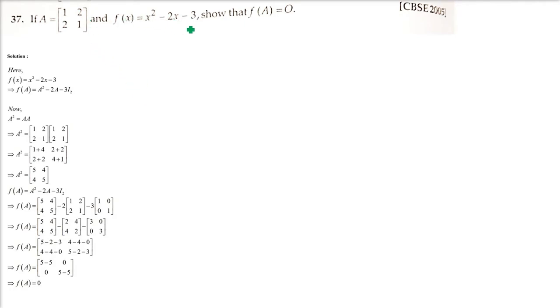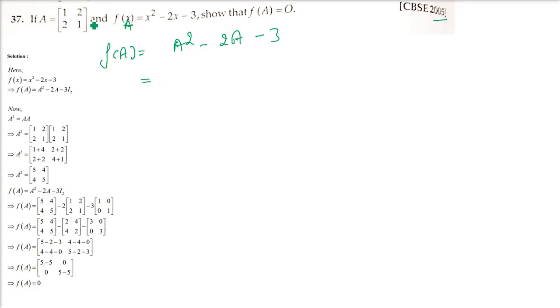Coming to this one, this is a kind of same question, but here is a twist. What is the twist? Only the expression which is given. CBSE 2005. This is f(x) given as x square minus 2x minus 3. And we need to find out f(A). f(x) is this. f(A) will be, just replace wherever you find x by A. It will be A squared minus 2A minus 3.